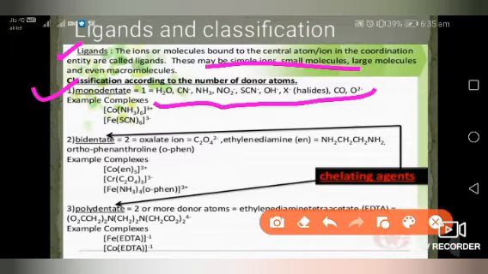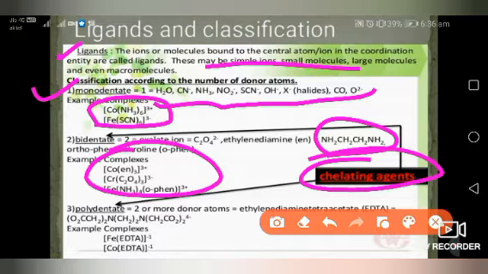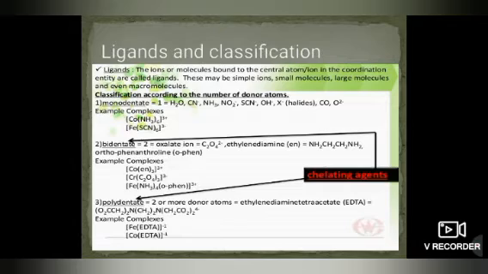So here, an example you can say is cobalt with amine, 3 positive. So this is a monodentate example. And bidentate: oxalate ion C2O4, ethylenediamine, or orthophenanthroline are examples of bidentate. And polydentate is called a chelating agent, meaning it is making a web. Web means it forms a net-like structure around the metal, that's why it is called chelating. So two or more donor atoms are present, so it is called polydentate. EDTA is the example. This is the formula, and this is all about the ligand and its classification.